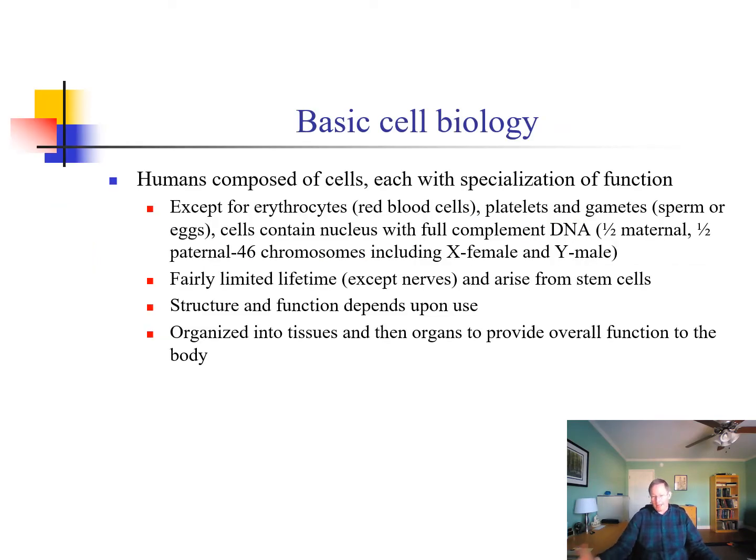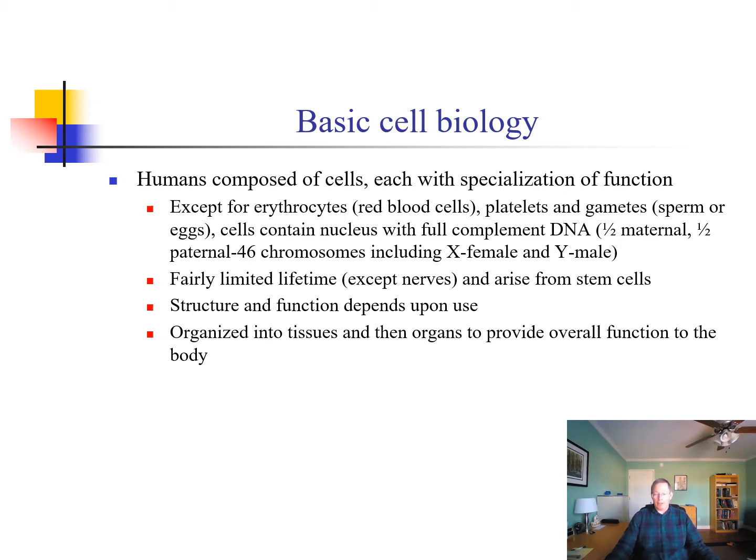First off, everybody is composed of animal cells. These cells have specialized function, except for certain cells, particularly erythrocytes or red blood cells, platelets, and gametes, either sperm if you're a male or eggs if you're a female. These cells contain a nucleus with a full complement of DNA. DNA, or the chromosomes, half of which you obtain from your mother and half from your father, are normally made up of 46 chromosomes, including X and Y, or X and X if you're female.